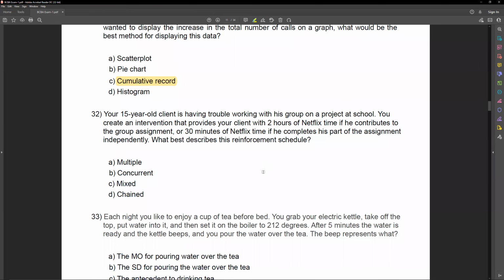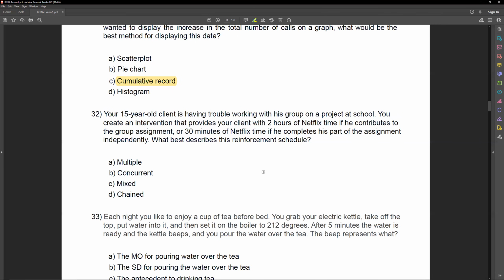32. Your 15-year-old client is having trouble working with his group on a project at school. You create an intervention that provides your client with 2 hours of Netflix time if he contributes to the group assignment, or 30 minutes of Netflix time if he completes his part of the assignment independently. What best describes this reinforcement schedule?